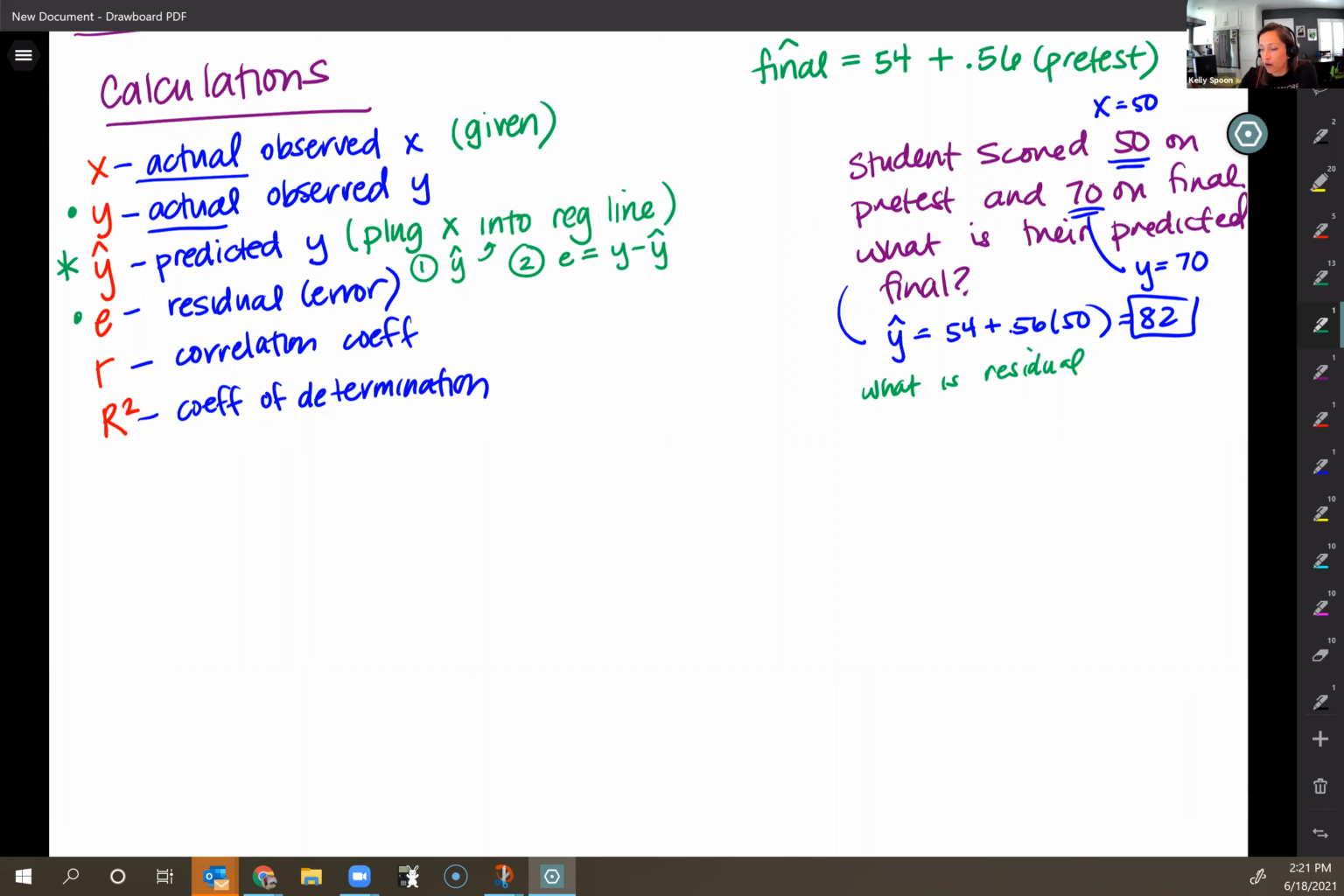Same thing for Y, also a two-step process. If I ask you for that instead, I have to have given you E. And step one is to find your Y hat by plugging into the line. Step two is still to use that formula, but you have to do a little algebra to get that Y alone. Or you can just rewrite this as Y is equal to E plus Y hat.